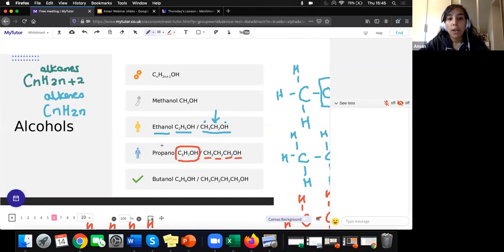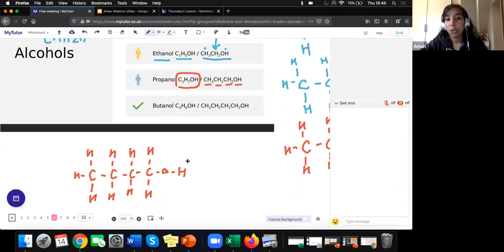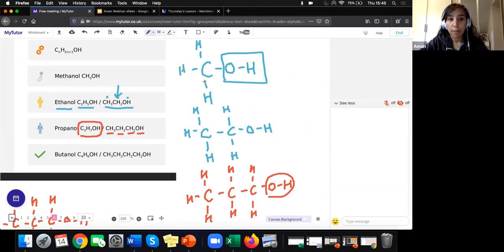Okay, any questions on alcohols and their structures? We've gone through all 4 alcohols. All I want you to be able to understand at this point is that it's the OH bond that denotes the alcohol and that you're able to draw them all. This is not higher, this is foundation. No questions on that? Okay.